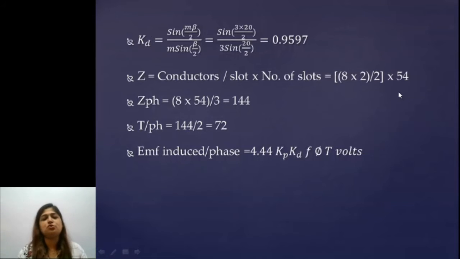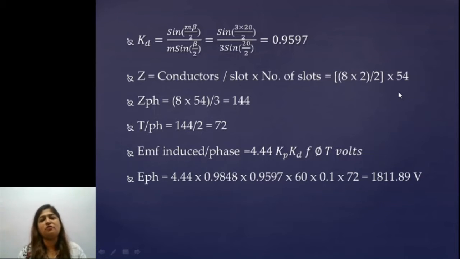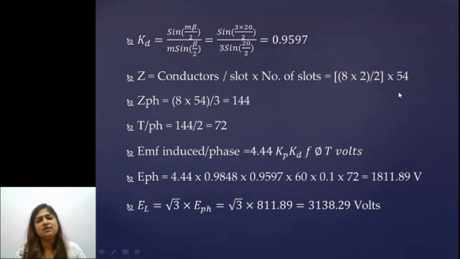And after substituting, you will get the value of EMF per phase as 1811.89. Just verify your answer whether you are getting the same value or not. Because you're also required to find out EL and it is star connected, EL is equal to root 3 times the phase value. Substituting the value, we will get EL as 3138.29.